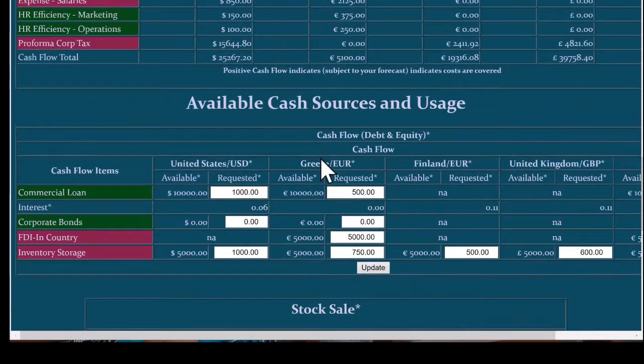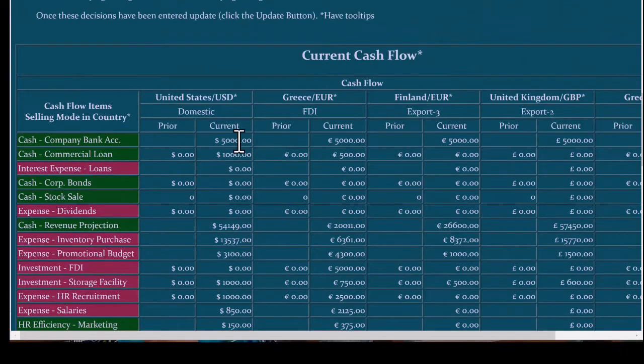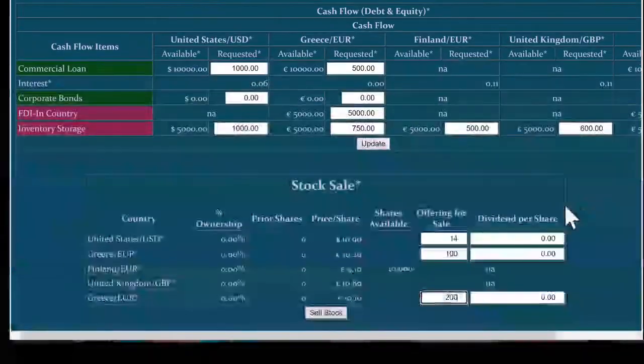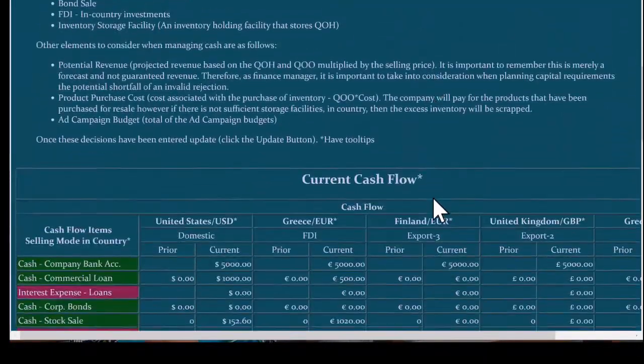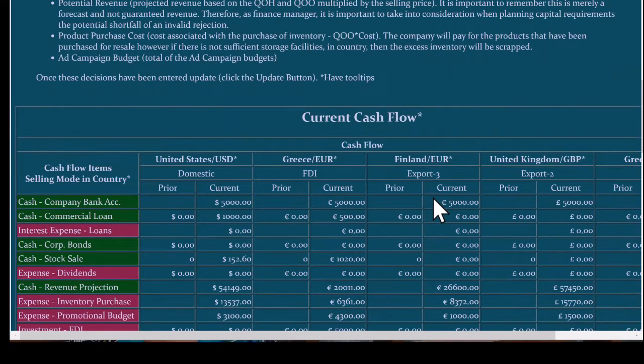So the finance manager, going through the available sources, can then have, if you will, an equity source where they can issue shares of stock in a country to raise additional capital. And they will proceed to do that, as well as the associated dividend.